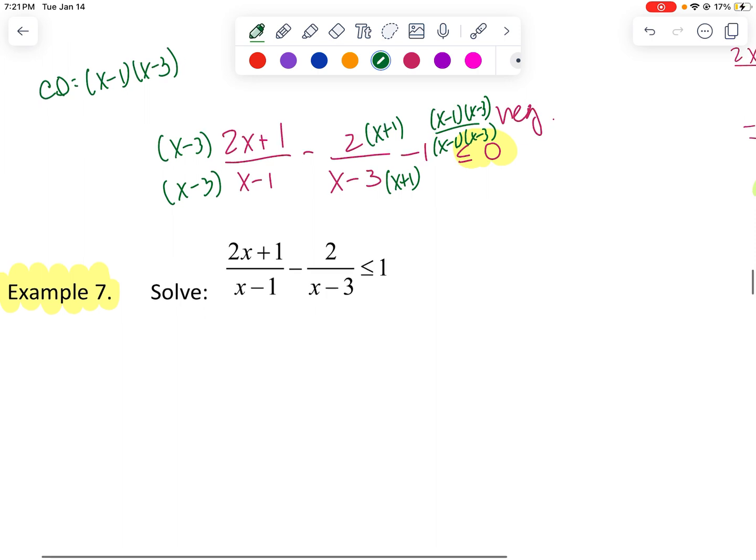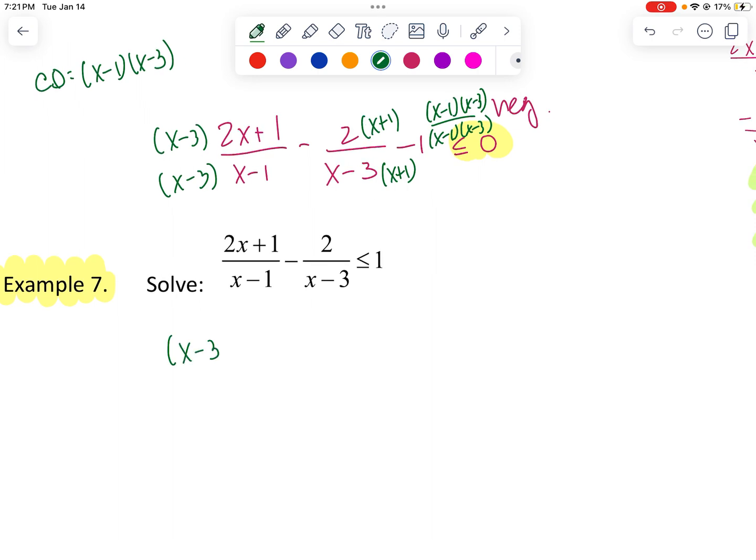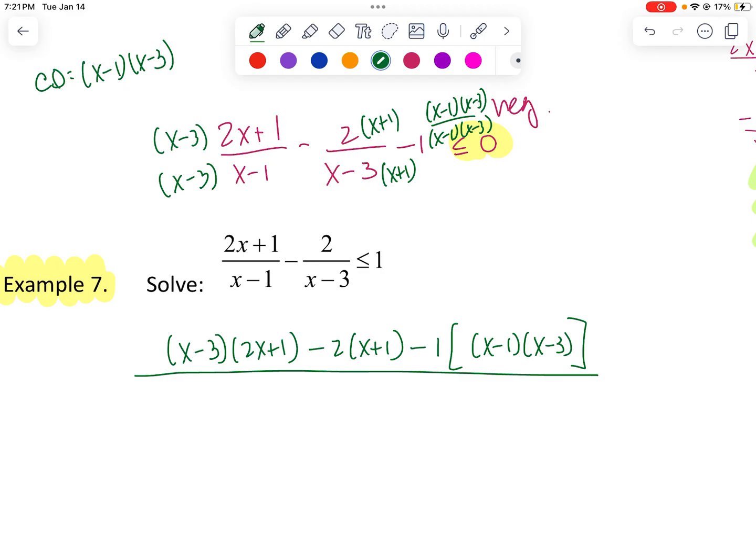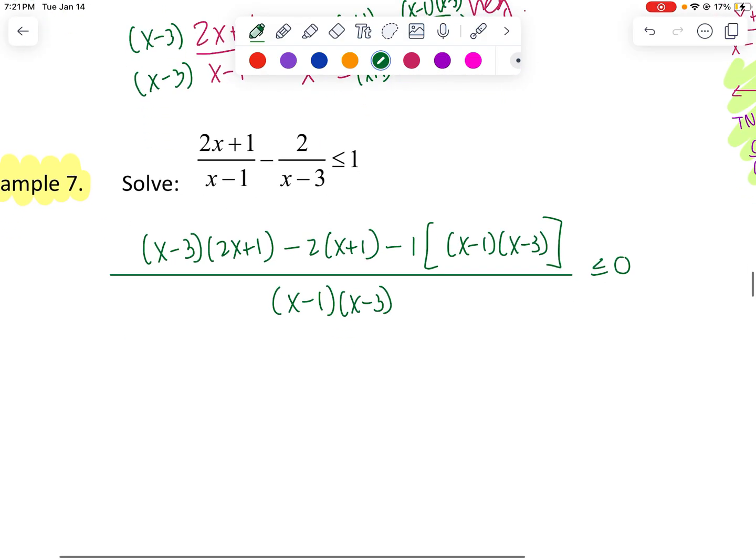Cool. So if I write this out, again, we get x minus 3 times 2x plus 1 minus 2 times x plus 1 minus 1 times x minus 1, x minus 3, hard bracket, all over the common denominator of an x minus 1, x minus 3. And I know the whole thing is going to be less than or equal to 0. Okay, my numerator is a big hot mess. Let's go ahead and we'll have to do some foiling, distributing.